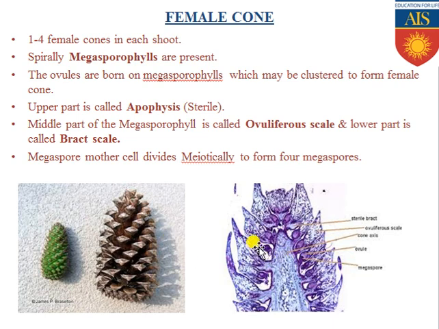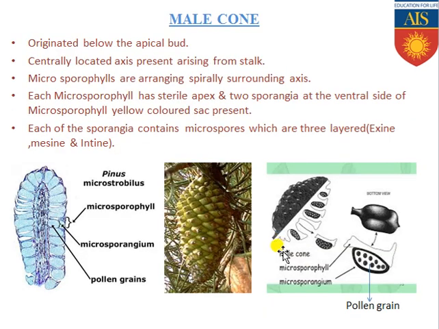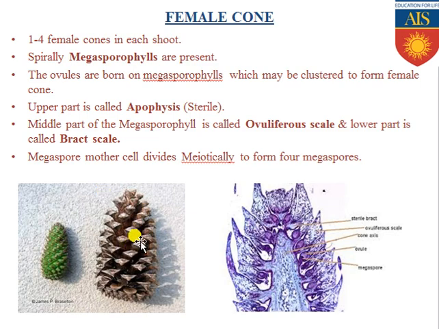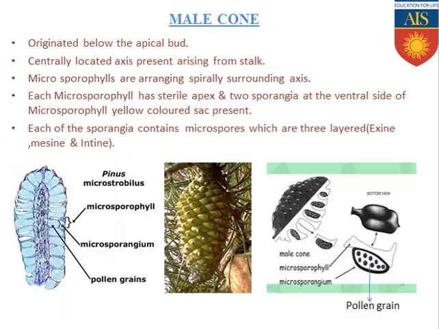So here the megaspore mother cell will automatically come, and it divides meiotically to form megaspores. Obviously, in the male cone microspores were formed, so in the female cone megaspores will be formed. This is overall the structural difference between male cone and female cone, and keep in mind that the female cone will be larger than the male cone. The male cone will be smaller.